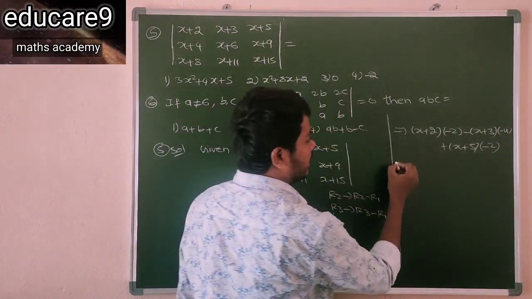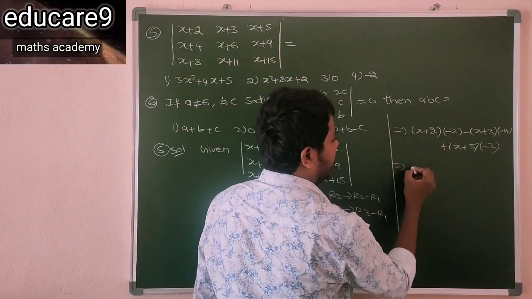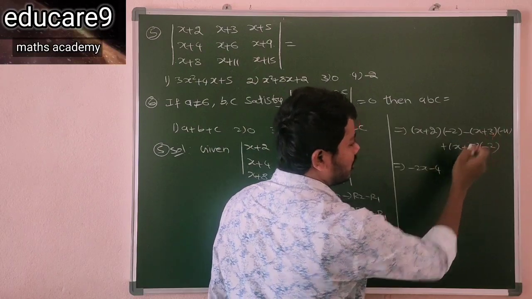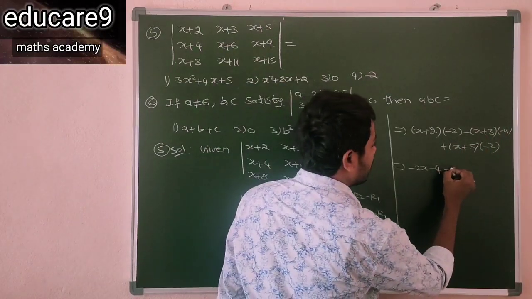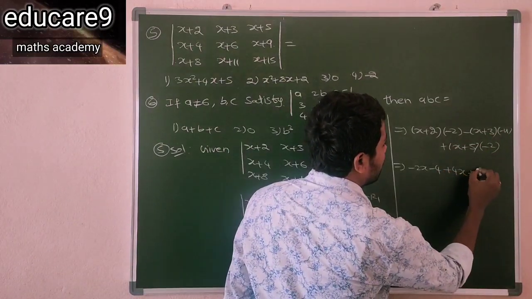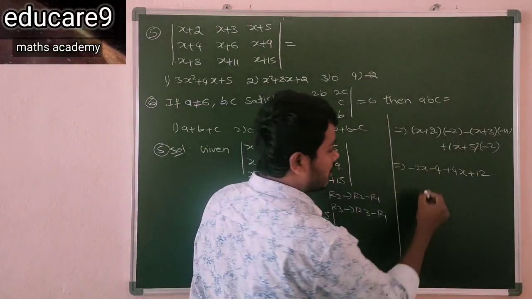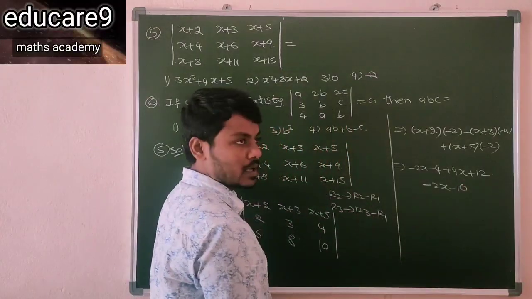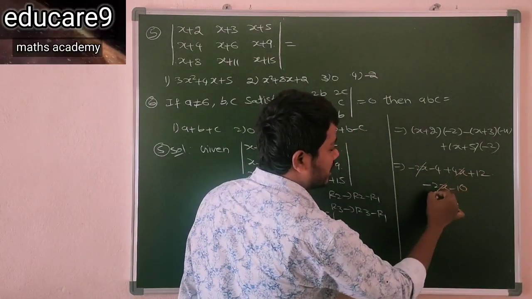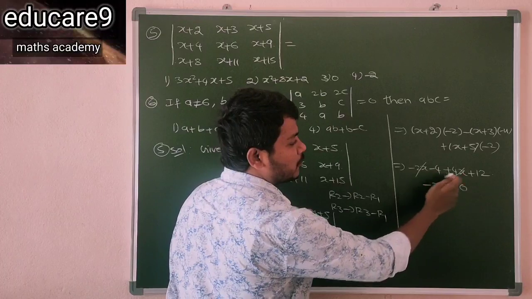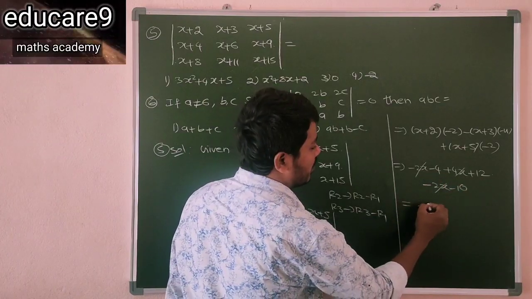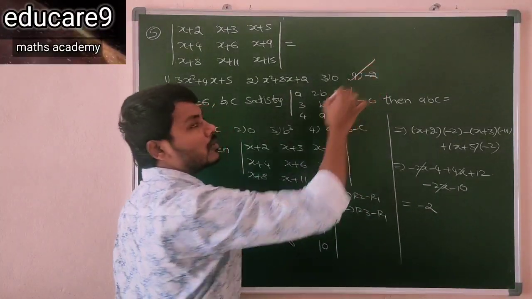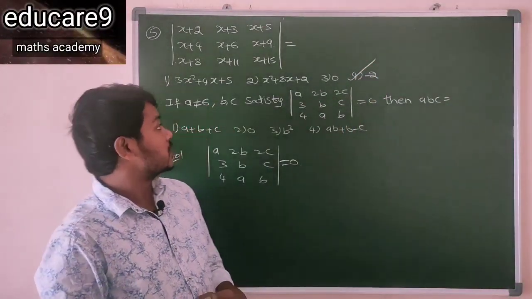Okay. So clear, this is what? Minus 2x minus 4, next here minus into minus, plus 4x plus 12. Next here minus 2x minus 2. So clearly x term should be get cancelled. Minus 14 plus 12, this is minus 2. So clearly option 4. So next see the sixth solution.